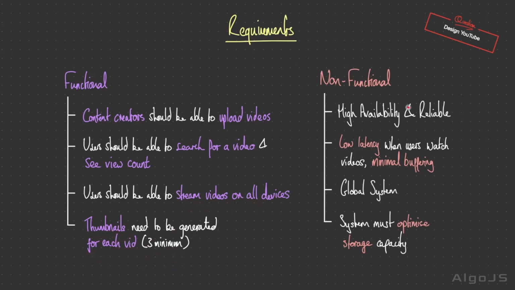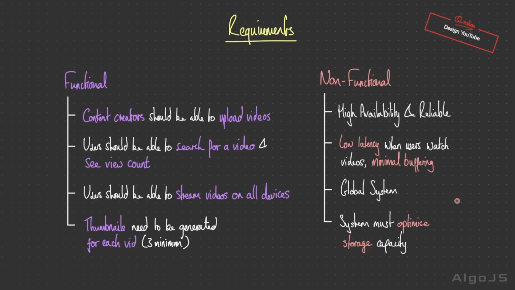Now, in terms of non-functional requirements, we have high availability and reliability. So consistency in this system can take a hit. We need to ensure low latency, so when users watch videos, there should be minimal buffering. This is going to be for a global system, and the system must optimize storage capacity. Because it's global, we are going to be storing a huge amount of data, so we need to look at optimizing this.